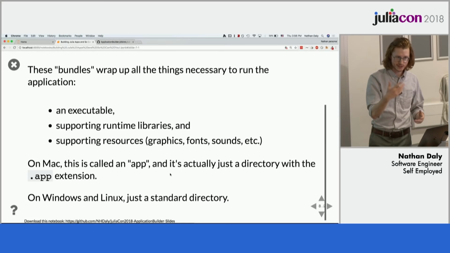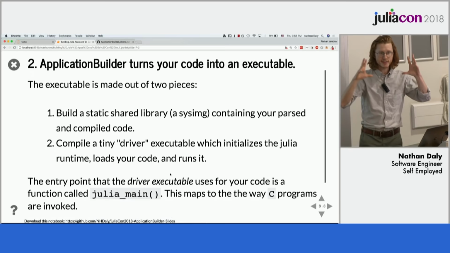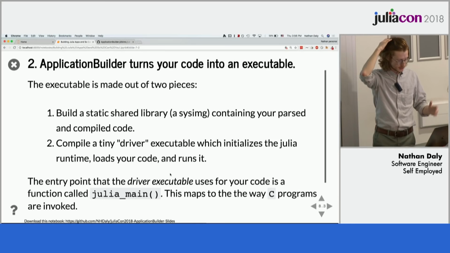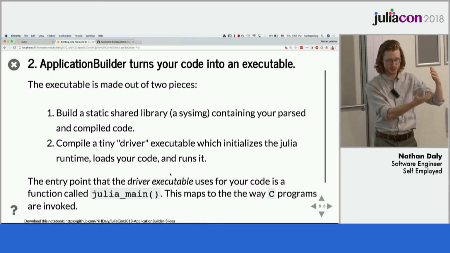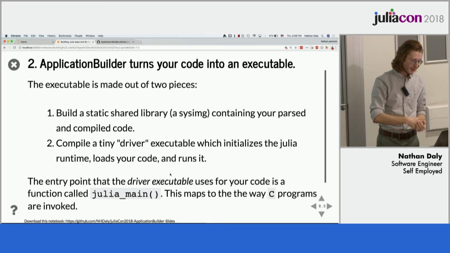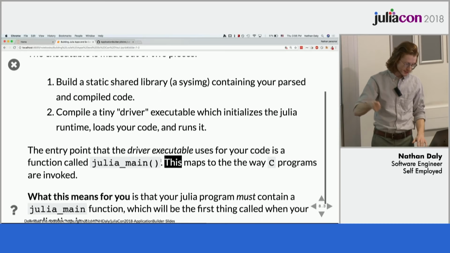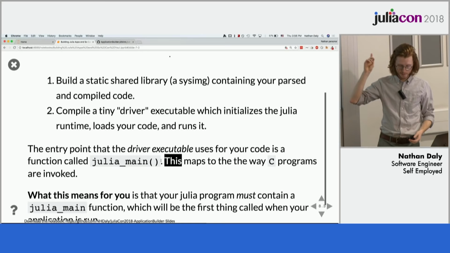So the second thing we do is now we have this empty shell of an application. And now we compile the code with the process I discussed earlier. So we build a static shared library, which is the same process as building a Julia sys image, because it just is a Julia sys image, that has both all of the Julia standard library, like a normal sys image that Julia ships with, but also it has all of the code that you've compiled and linked in. And then it also compiles this tiny little driver executable, which initializes your load time, loads your code, and then runs it. Very similar to the one of the keynote presentations today in the other room.